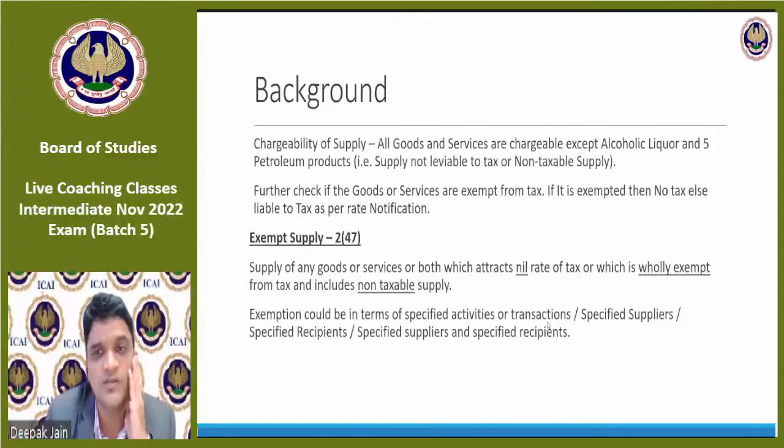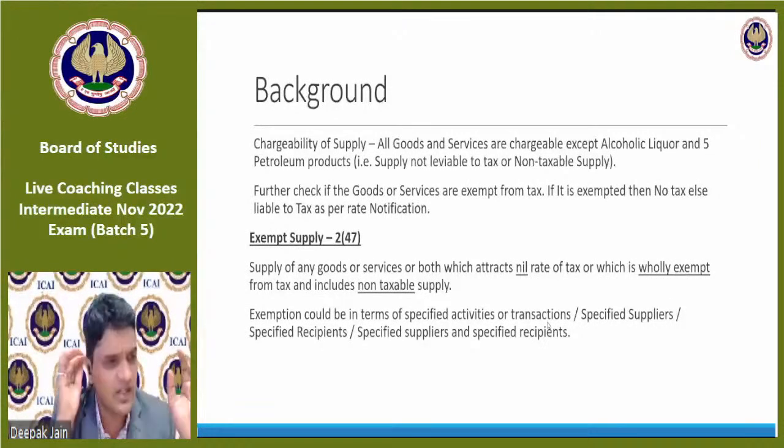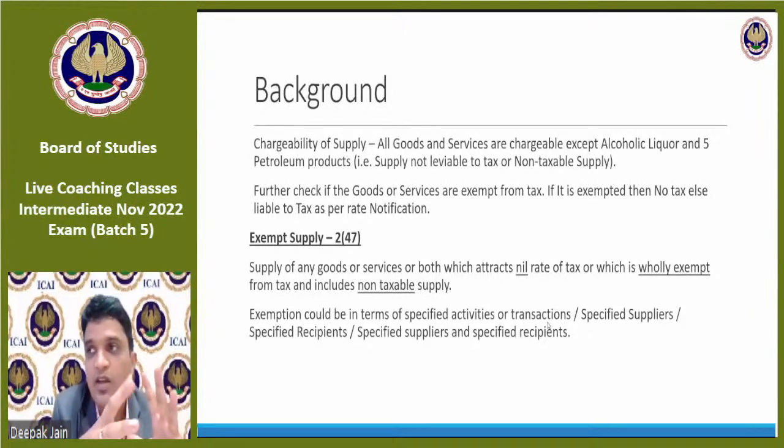What is the difference between these three terms? There is a lot of difference. जब nil rate होगा तो the classification is different. When it is exempt, the treatment ultimately is the same: when you make an exempt supply, your input tax credit is not available. But there is a difference between nil and exempt supply.